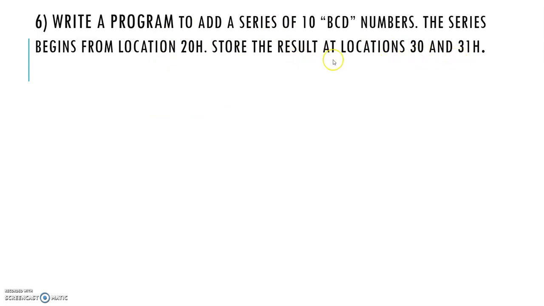So the result, that is the sum, will be in the accumulator register, that is stored to 30 hex location, and the carry will be in B register, that is moved to 31 hex location. So the program ends. So let's see how the program works.